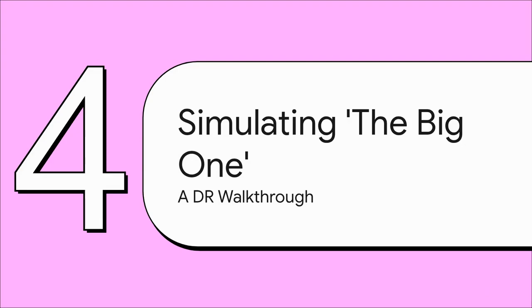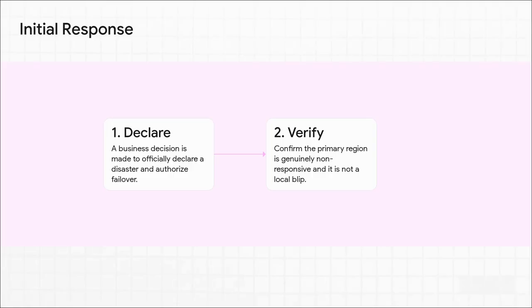Okay, picture this. The alarms are blaring. The primary Azure region is offline. Panic is starting to set in for everyone, but not for you. Why? Because you've practiced this. Let's walk through the high-level steps of what happens next. So what's interesting is the first two steps aren't even technical.